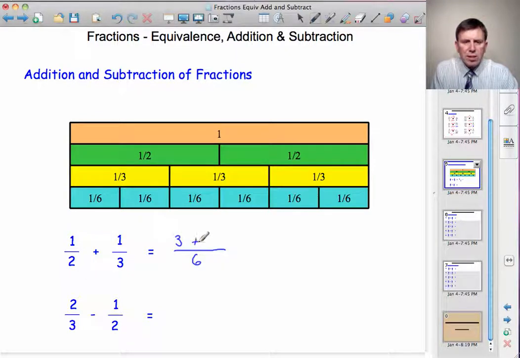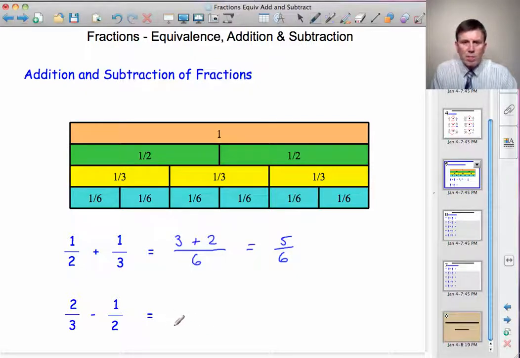We add in the fraction. What have I done to the 3? I've multiplied it by 2. So do the same to the top. 1 times 2 is 2. And on the top now I can see that I've got 3 add 2 is 5. And that's what gives me the answer of 5/6.